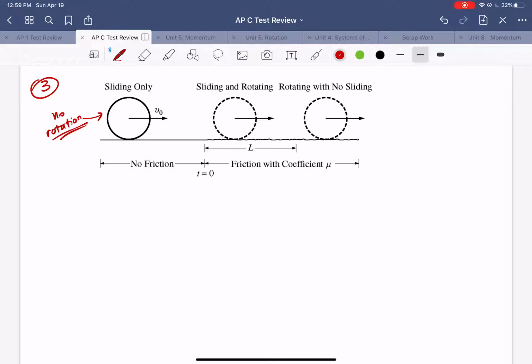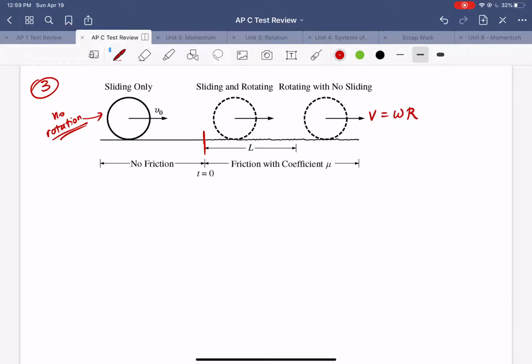Then eventually when it reaches this point, it slides onto a rough surface where there is some friction, and that friction is going to cause the wheel to start to rotate as well as slide. And eventually, after it travels some distance L, it begins rotating with no sliding, or we call this rolling without slipping, which means that there is now a relationship between the velocity and the angular velocity.